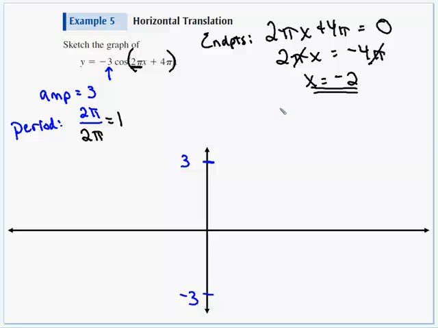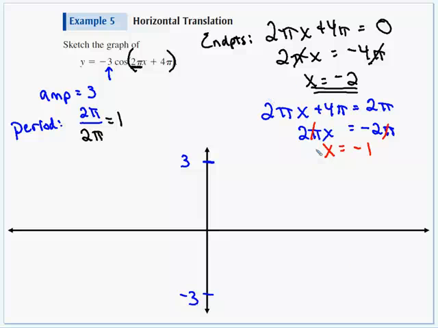Our graph is going to end when we set the quantity within the parentheses, 2 pi x plus 4 pi, equal to the usual endpoint, 2 pi. So we're going to subtract 4 pi from each side. 2 pi minus 4 pi will be negative 2 pi, and that's equal to 2 pi x. Again, divide out the pi's, and divide by 2. X equals negative 2 divided by 2 is negative 1.